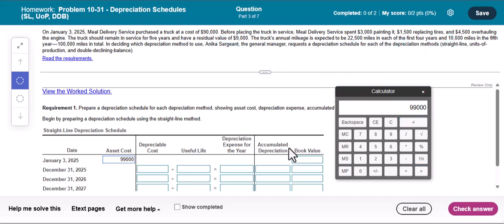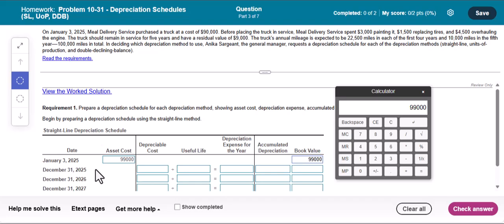And then we have to take a look at the book value. What is the book value on the day we purchased it on January 3rd? Well, remember the formula for the book value is cost of the asset minus the accumulated depreciation on that day. And since we just bought it that day, there's no depreciation, so we can go ahead and input 99,000. And now it is 1 year later, so we need to do the depreciation for the asset.